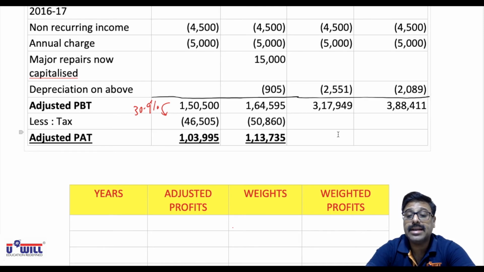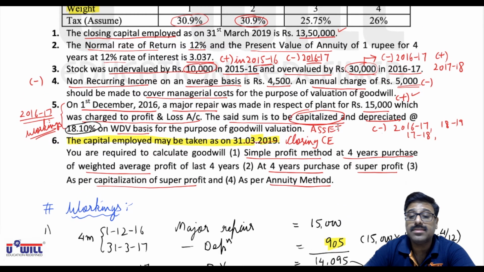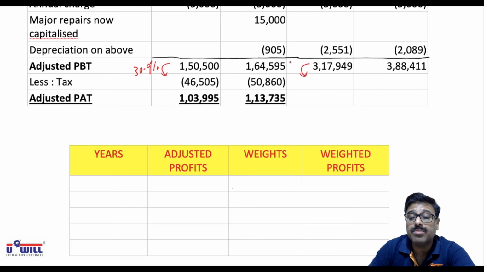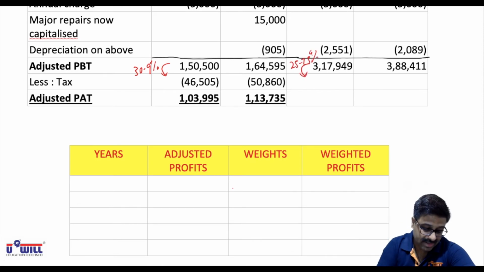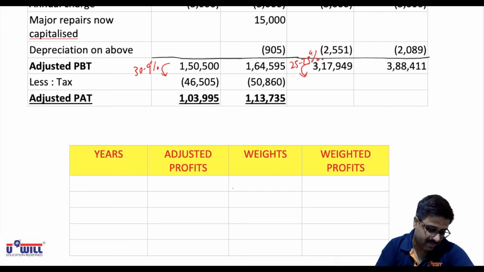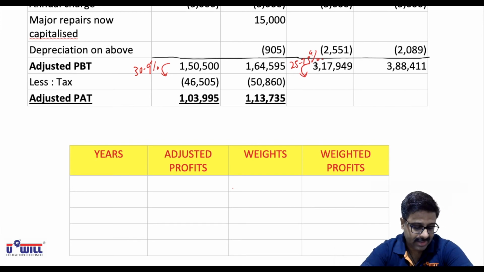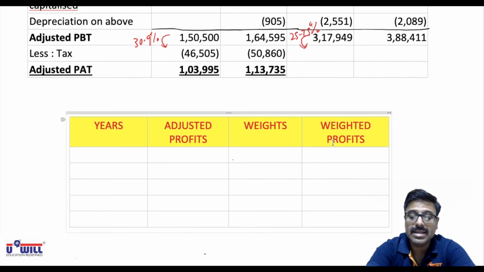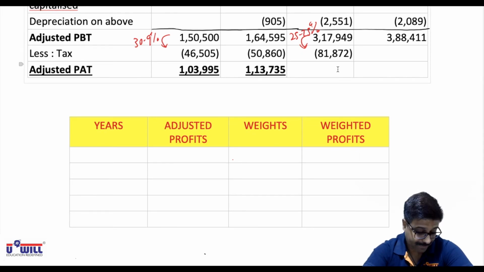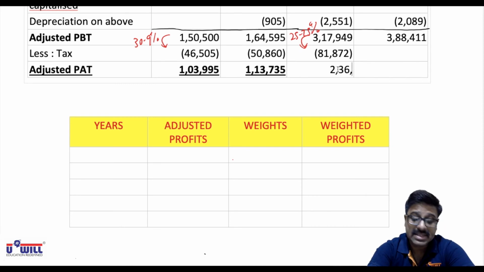Now next year the rate is 25.75%. Now not 30.9% but 25.75%. So 317,949 into 25.75% is 81,872. Here we will minus 81,872. And then what we will get is 236,077.